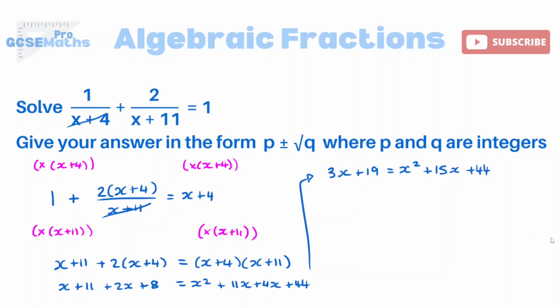Because it's a quadratic, I do still need to get everything on one side, and I'll move it to where the x squared is positive, so I'm going to move everything to the right hand side in this case.